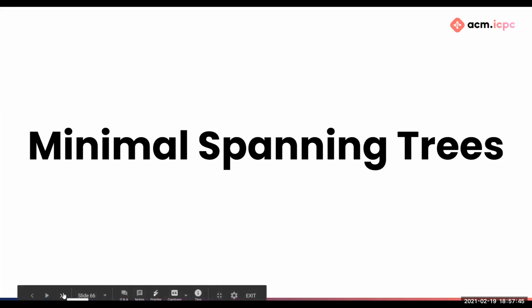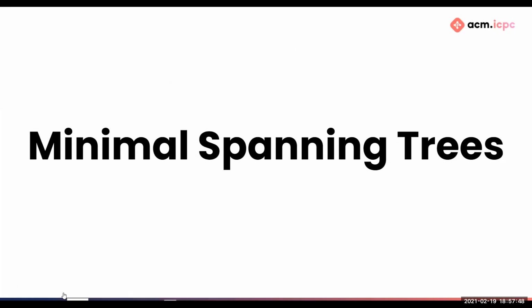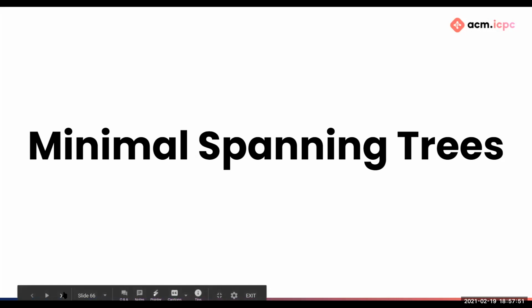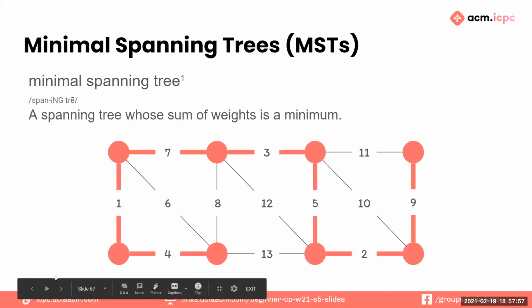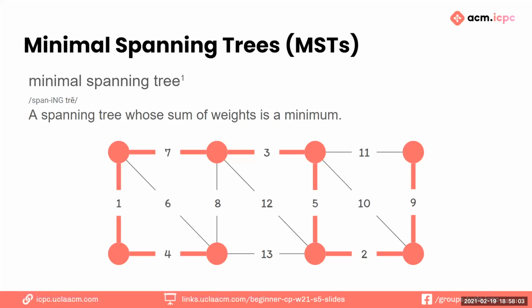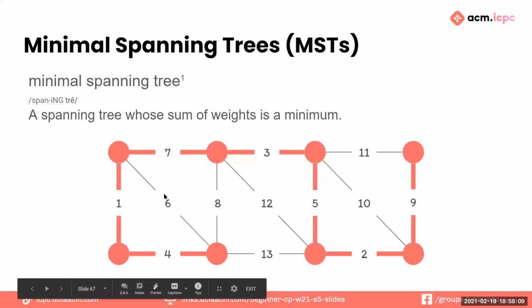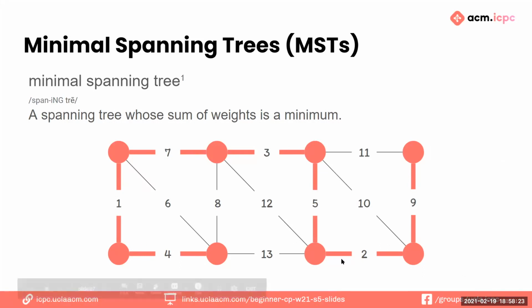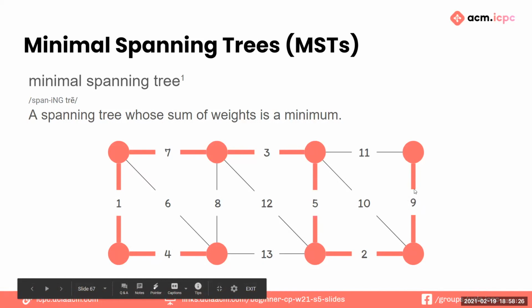Let's move on to another topic, or a related topic, and talk about minimal spanning trees. A minimal spanning tree, as you can probably guess, is a spanning tree whose sum of the weights is a minimum. One thing I forgot to add here is that it is talking about a weighted graph. Here we have a weighted graph, and you can see that the reddened edges form a spanning tree. Moreover, if you add the weights of all the edges inside of the spanning tree, they're the minimum possible.